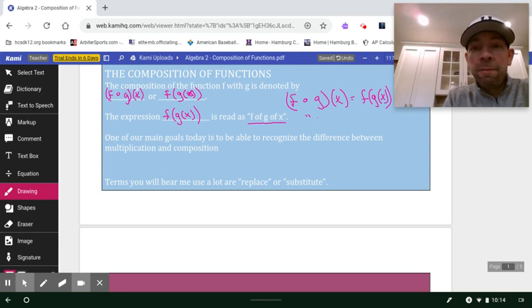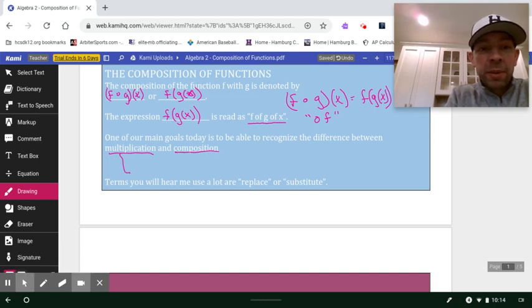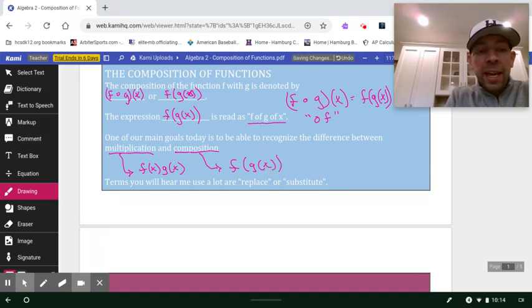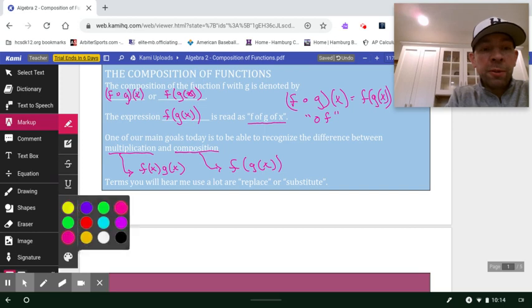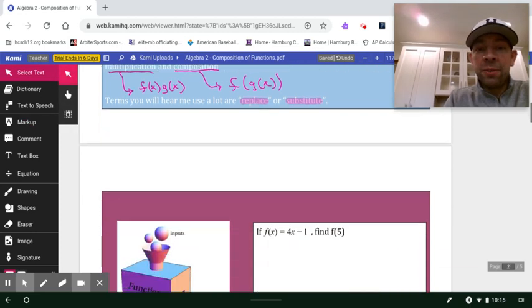And that magical word "of" is pretty special. One of our main goals today at the end of the video is hopefully being able to recognize the difference between the multiplication of two functions versus the composition of two functions. So the multiplication would say f of x, g of x. So now you're multiplying the two, but a composition says it's f of g of x. So hopefully you notice a little difference in there. And some terms you're going to hear me use over and over again are either the phrase replace or substitute. So that's what we're going to get ourselves into.